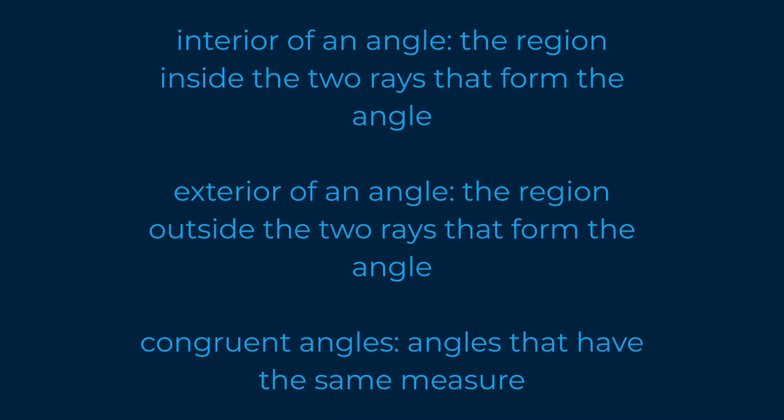Now that we have that done, we can move on to congruent angles, which are angles that have the same measure. This is no different from congruent segments. If congruent segments have the same length, they are congruent. So if two angles have the same degrees, then they are also congruent.